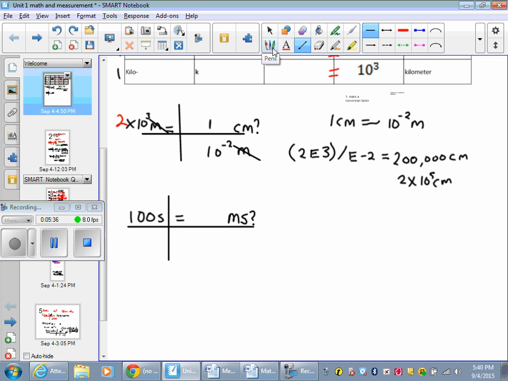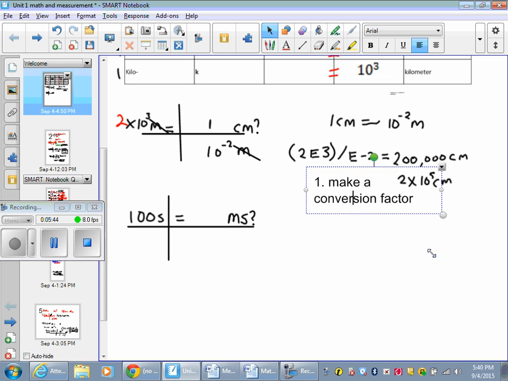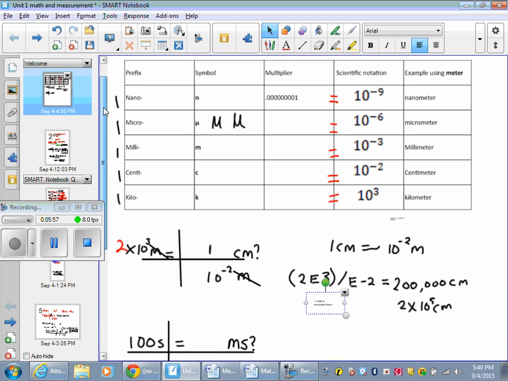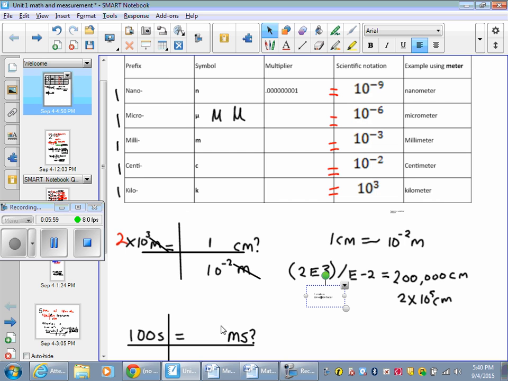So again, what is the very first step I have to do? I have to make a conversion factor. That is a something equals something statement. This time, I got seconds here and milliseconds here. Where's my seconds? I don't have the seconds prefix, but I do have milli. Look at milli. All right, milli, let's read it. 1 millisecond equals 10 to the negative 3 seconds.